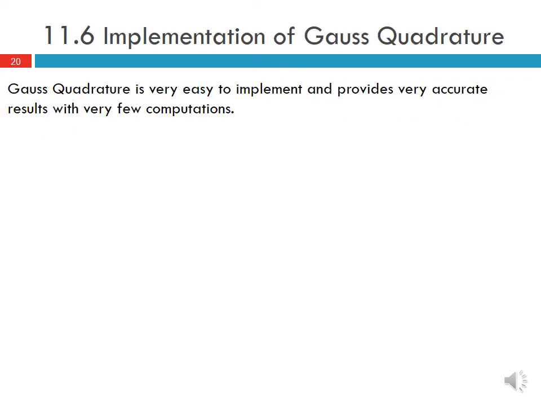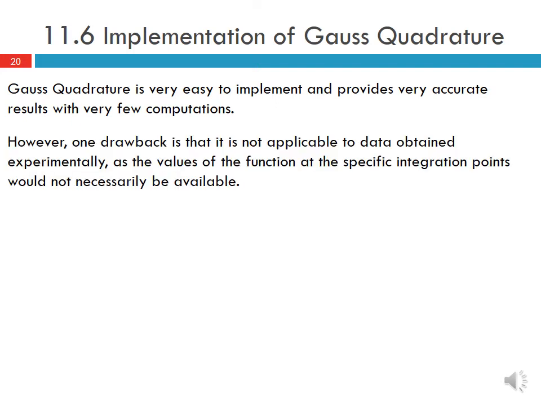So Gauss Quadrature is very easy to implement and provides very accurate results with very few computations. However, one drawback is that it is not applicable to data obtained experimentally, as the values of the function at specific integration points would not necessarily be available. So it's important that we have the form of the function so that we can evaluate it at those specific integration points.